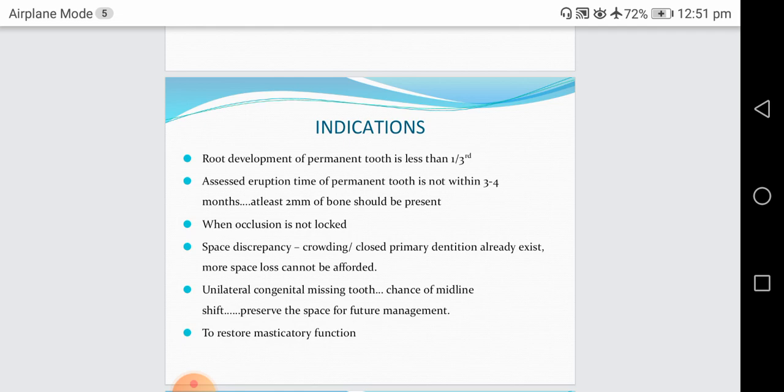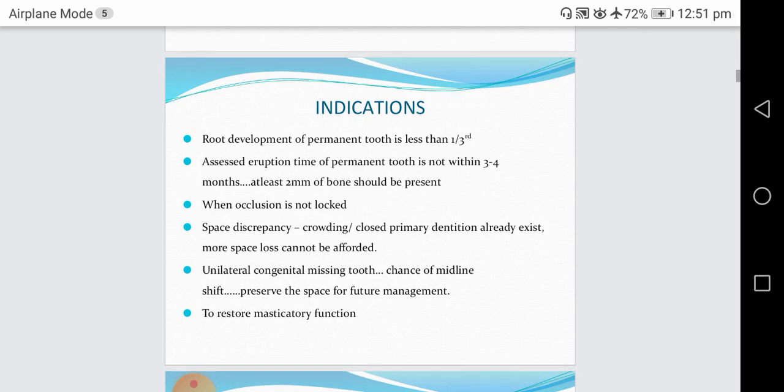Then finally, to restore the masticatory function. So these are the indications of a space maintainer. Clinically speaking, we have to take an IOPA and check how much of the root development is completed for the permanent successor teeth and how much bone is covering the permanent successor teeth.